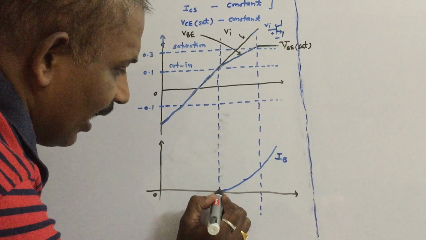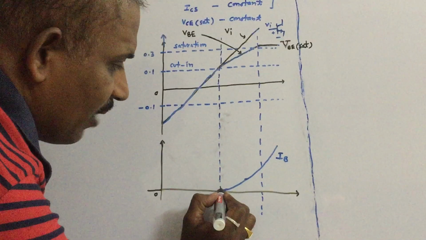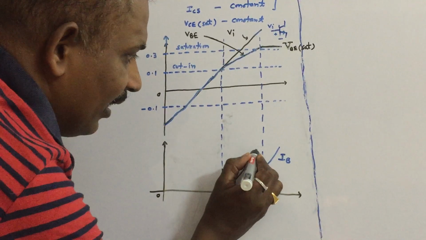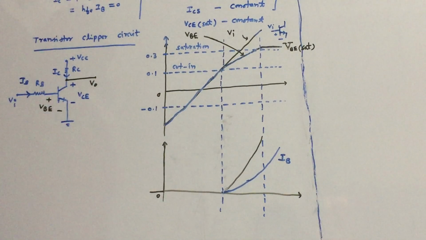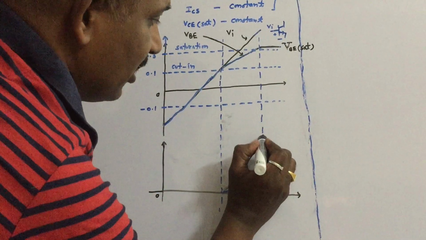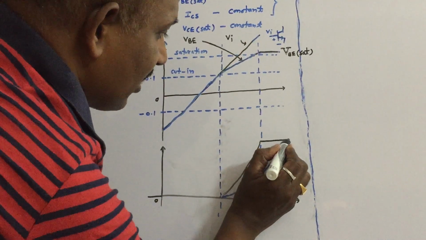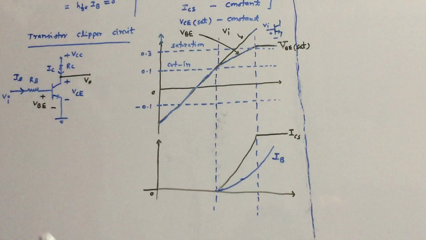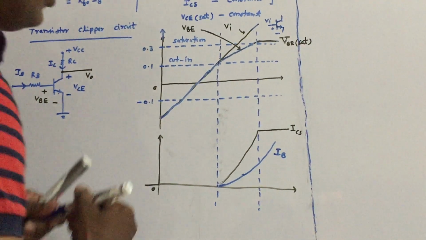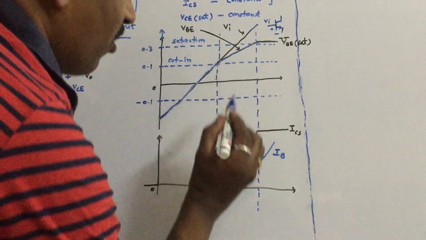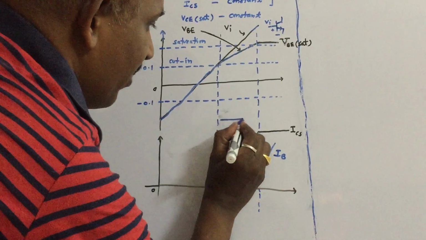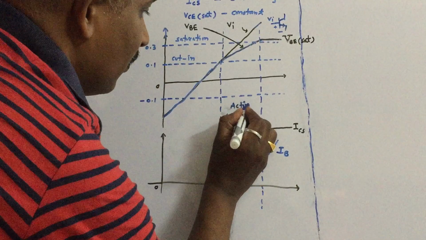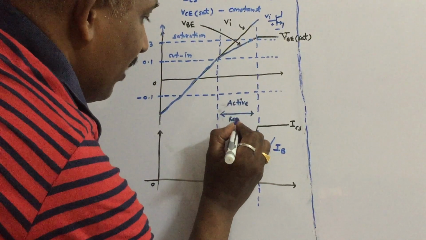Now what is the collector current? Since IC is equal to beta times IB, the collector current increases exponentially like this. Once it enters into saturation, the collector current remains constant. So this is called ICS. Remember that. This region is called the active region. You have to clearly mention this region is called the active region.